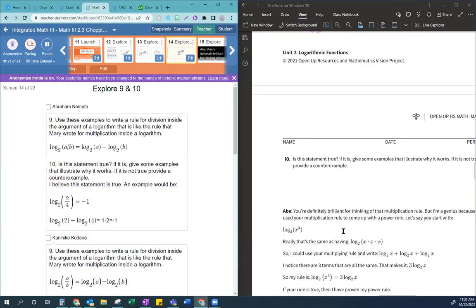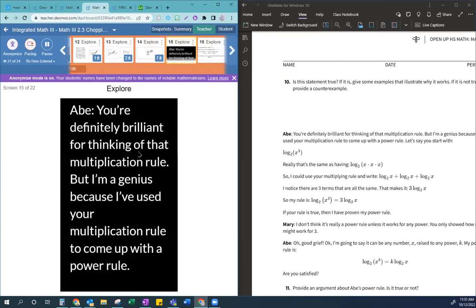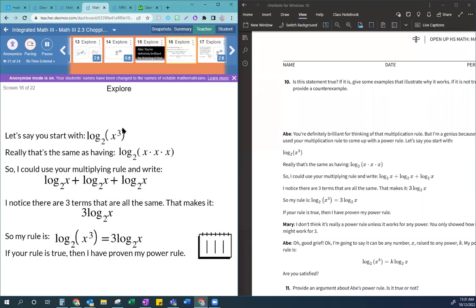Abraham gave us an example. Abe says, you're brilliant for thinking of that multiplication rule, but I'm a genius because I came up with a power rule. Power. Just kidding, it's not that kind of power. It's like this kind of power. Let's say you start with log base two of X cubed. Really, that's the same thing as having log base two of X times, right?